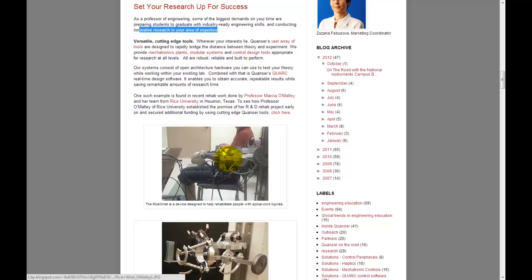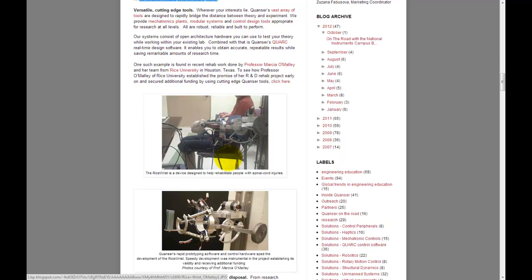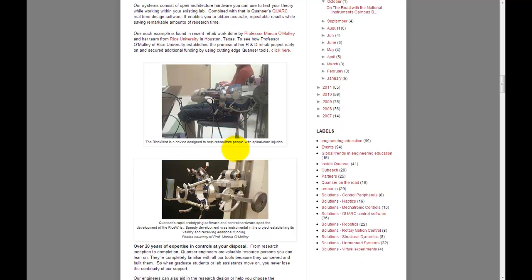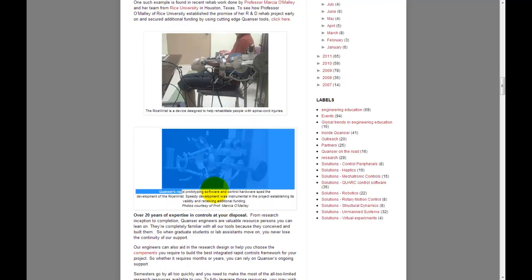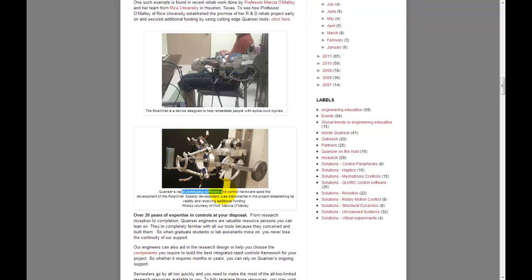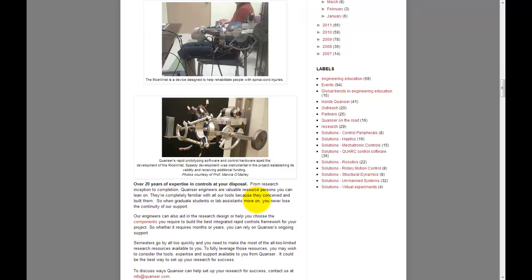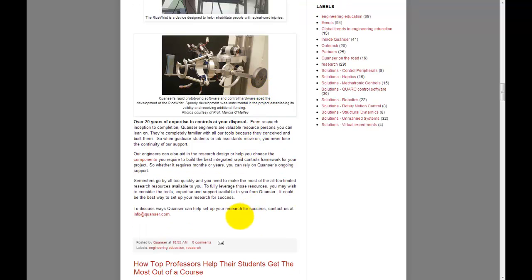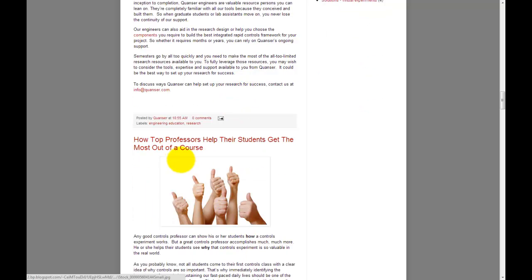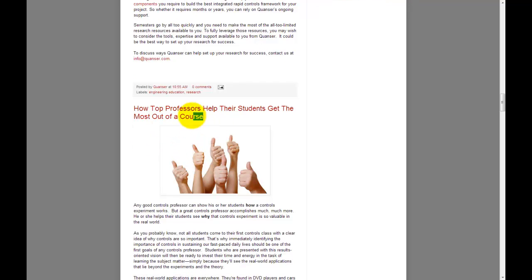So this is the Rice Wrist at Rice University by Dr. Marcia O'Malley. She's been working on this. I've seen this myself several times, and much of this was run using Quanser's rapid control prototyping software called QUARC and our control hardware. You can Google her project and learn more about it, but this is the future. This is awesome.